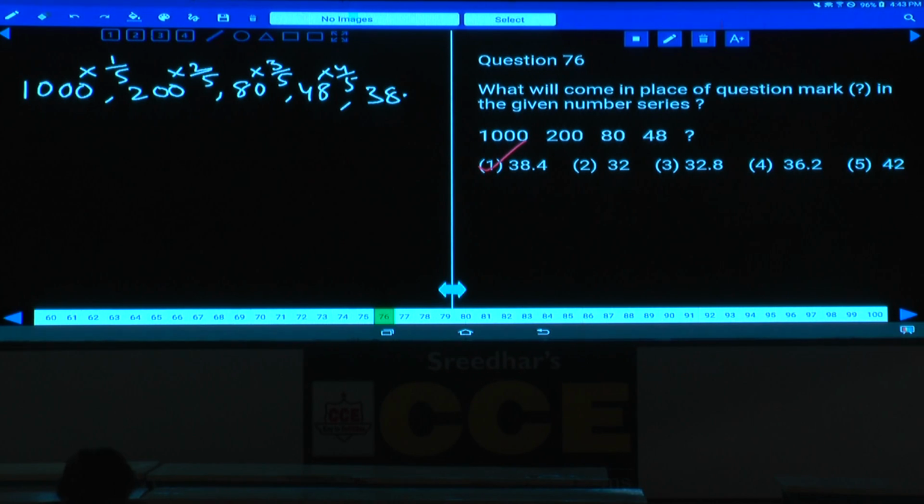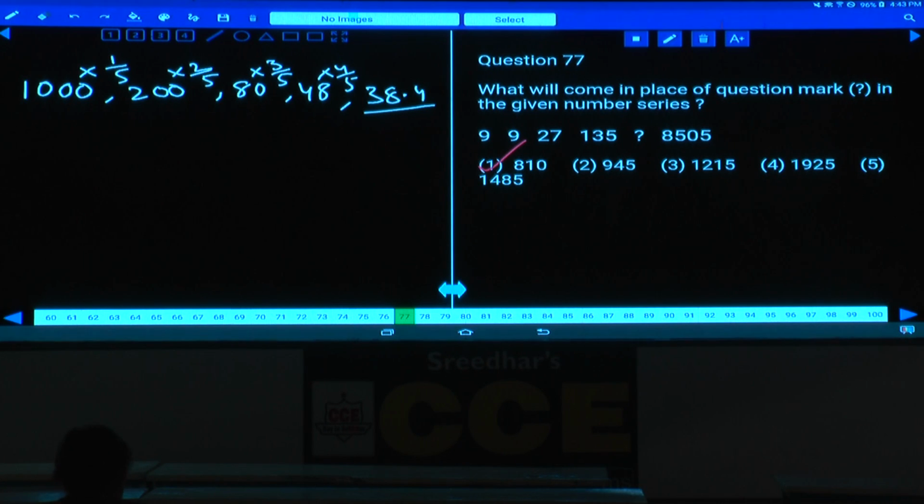38.4, that is given in choice 1. 76. Now each of these numbers is multiplied with 1 by 5, 2 by 5, 3 by 5, 4 by 5, and the next one must be 5 by 5. The same number will remain, 38.5. Then question number 77.